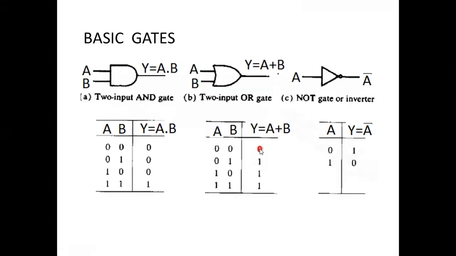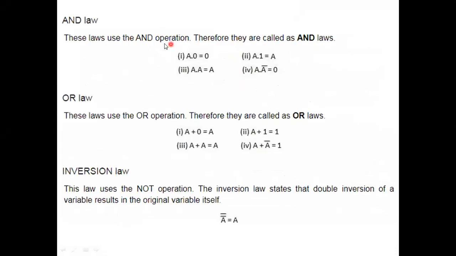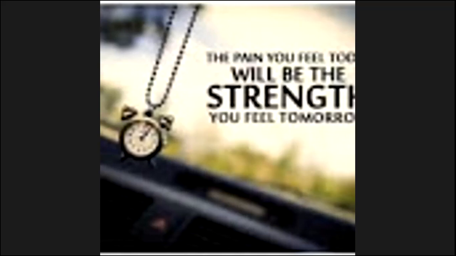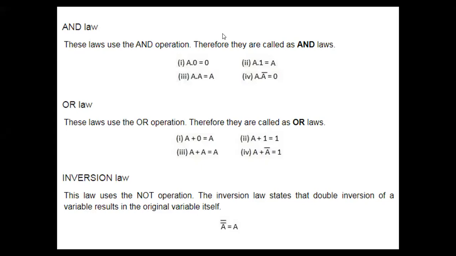What are the laws we learned in the previous class? These are the basic gates. Based on these gates only, we are getting some of the laws here. If you are taking the AND law, that is related to which operation? A dot B. Based on that, we have theorems: A dot 0 equal to 0, A dot 1 equal to A, A dot A equal to A, A dot A bar equal to 0.